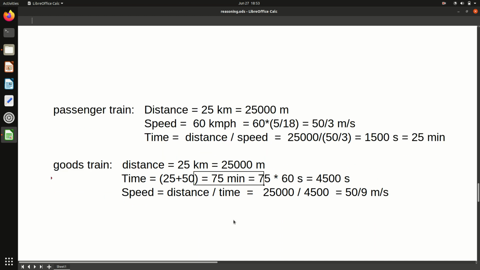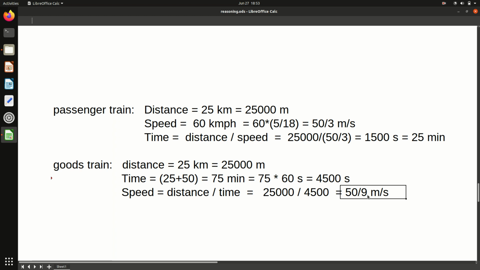Okay, so from here we got the time for the goods train, and the distance is the same, so the distance is 25 kilometer. Once we have the time, we can easily calculate the speed by the same formula. So speed equals distance by time. Just put in the distance and the time, and we will get the speed, which is 50 by 9 meter per second. So this was all.